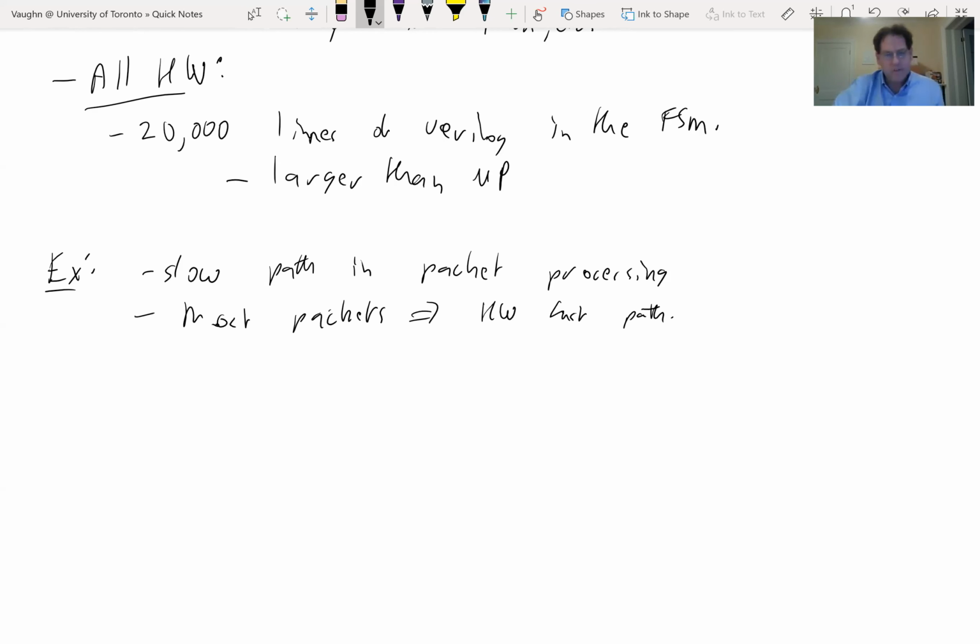Okay, and that's basically streaming hardware with a high degree of parallelism and pipelining. But there are some more unusual packets. Okay, so there are management packets.